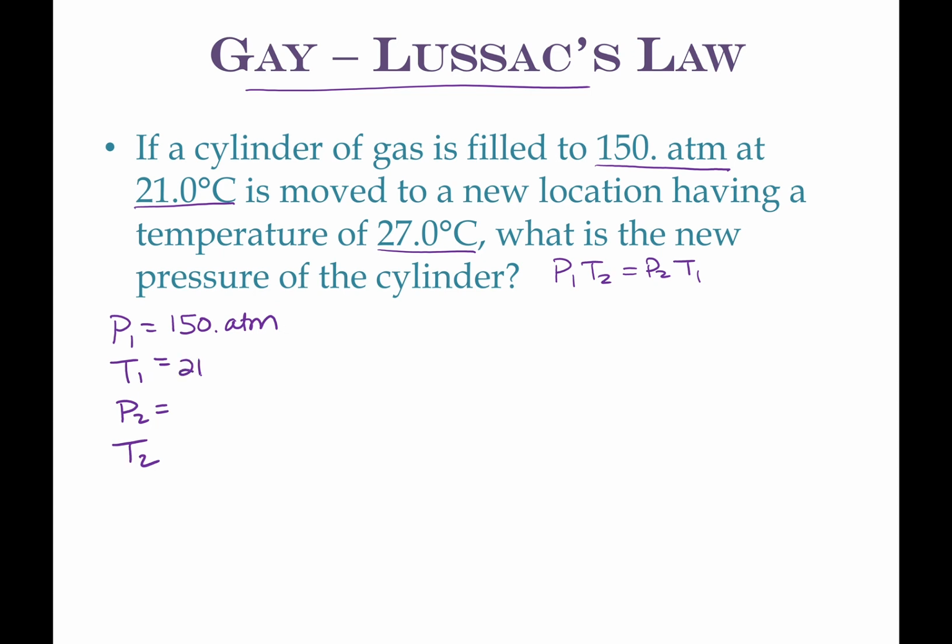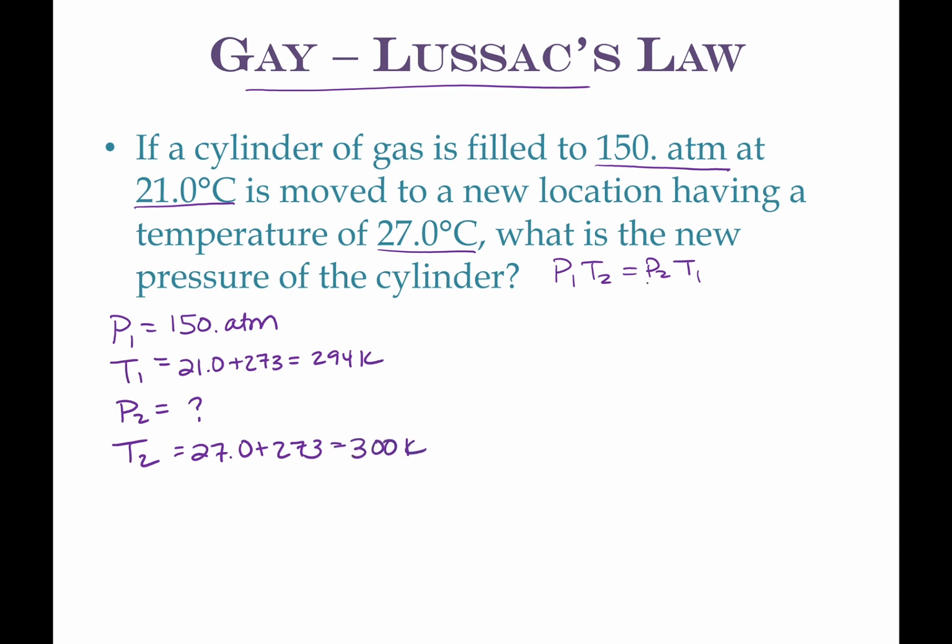T1 is 21.0 plus 273, so 21 plus 273, let's do our math in our head, is 294, right? 294 Kelvin. P2 is what we're looking for, and T2 is 27 plus 273, which is 300. So 27 plus 273 is equal to 300 Kelvin.